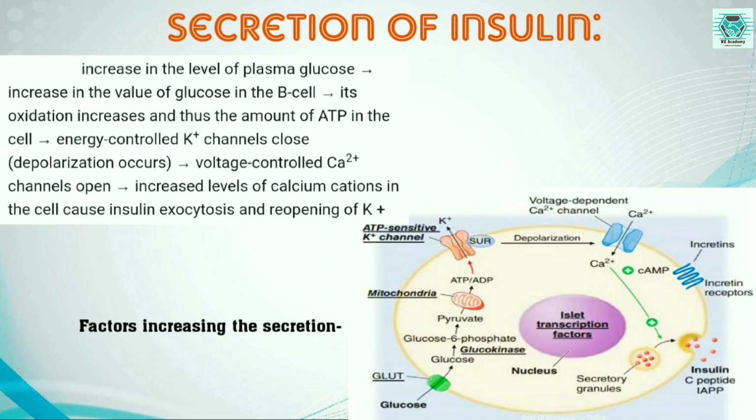Then energy controlled K+ channels close, which causes depolarization, and the voltage controlled calcium channels open. Increased level of calcium cations in the cell causes insulin exocytosis and reopening of the K+ channels. Numerous other factors also stimulate the insulin secretion during the digestion process. So this is the way the insulin is secreted after the stimulation.